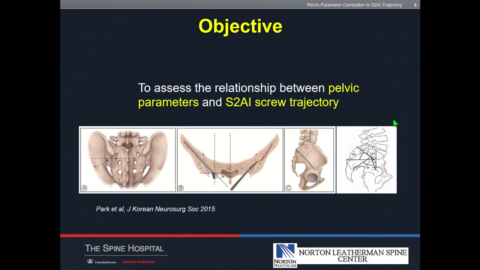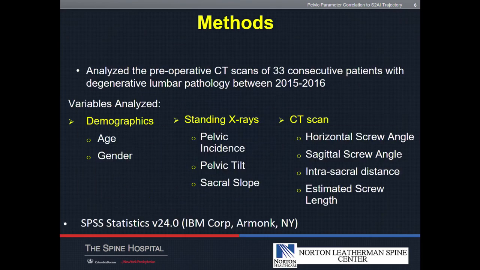So our objective was really to assess the relationship between pelvic parameters and S2AI screw trajectory. We always know that a lot of times when we're placing these screws, it's for a deformity situation. And like many talks have alluded to before, there's a lot of compensatory mechanisms: hip hyperextension, knee flexion, and pelvic retroversion. And what we want to know is, when you're retroverting the pelvis and you're moving these things, how does it alter how you're going to place these screws?